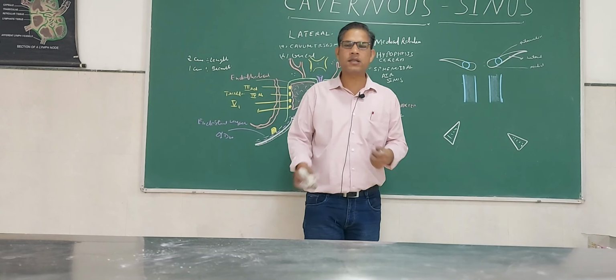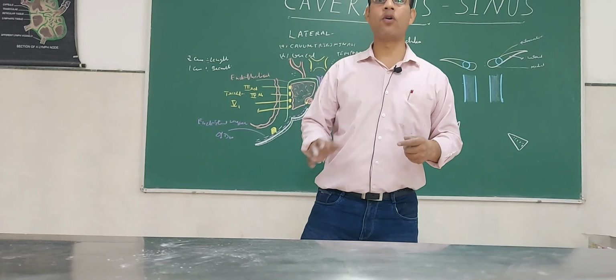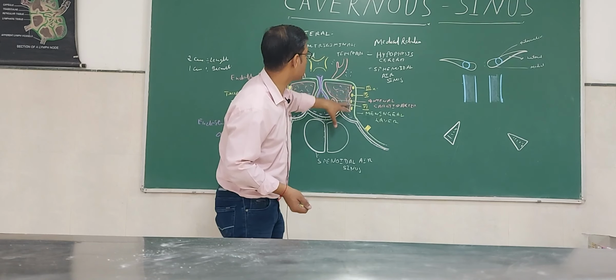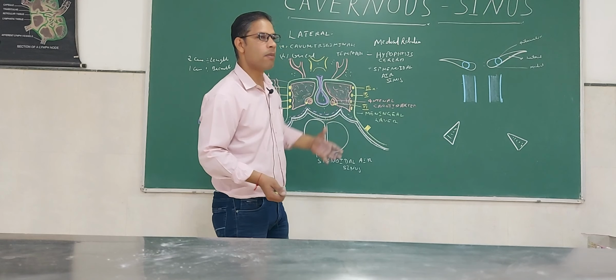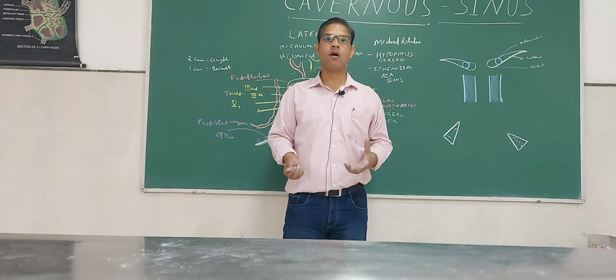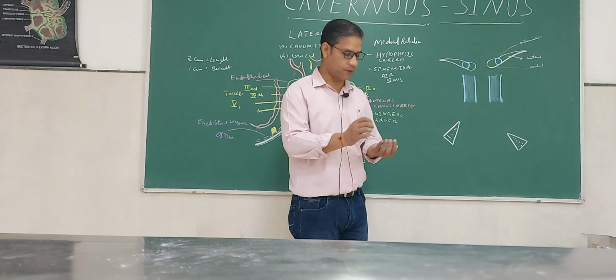Okay, so these are the relations, and whenever it is going to thrombose, it will make the third nerve, fourth nerve, and onwards suffer. But the important thing now is the tributaries. What are the tributaries? What is this draining? Okay, let's talk about the drainage system of this one.